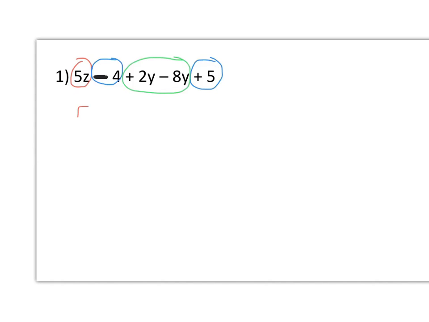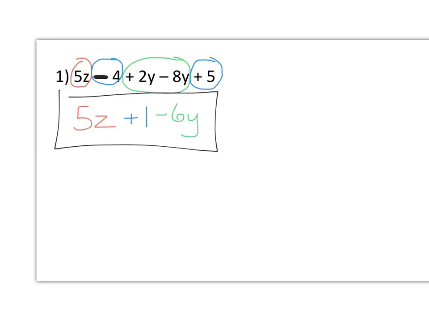So 5z is coming down because nothing can be combined with it. -4 plus 5 gives me a +1, so that will come down. And 2y take away 8y gives me a -6y. And none of those are like terms, so this is my final answer.